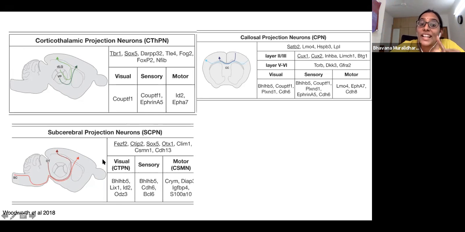Now, when you look at layer 5 neurons, which are just above layer 6, these are your subcerebral projection neurons, which directly project to your spinal cord, and they are important for your movement. Your walking, anything to do with muscle movement is all directed by these subcerebral projection neurons.